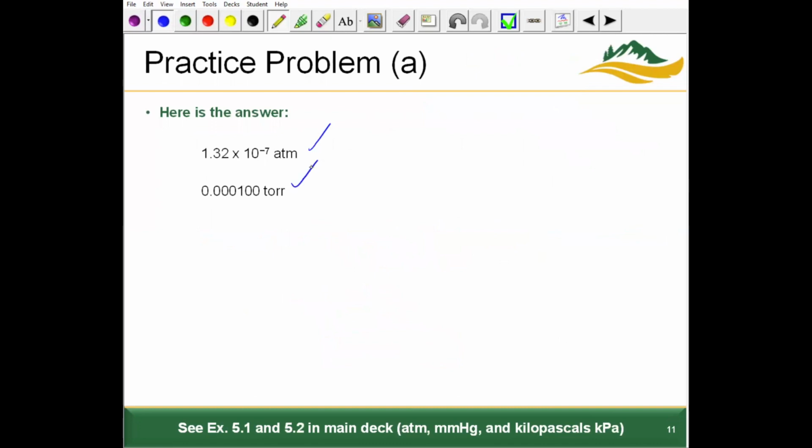I do want to encourage you to check out 5.1 and 5.2 in the main slide deck to practice going between atmospheres, millimeters of mercury, pascals, and kilopascals. So get more practice looking at the problems in the main slide deck.